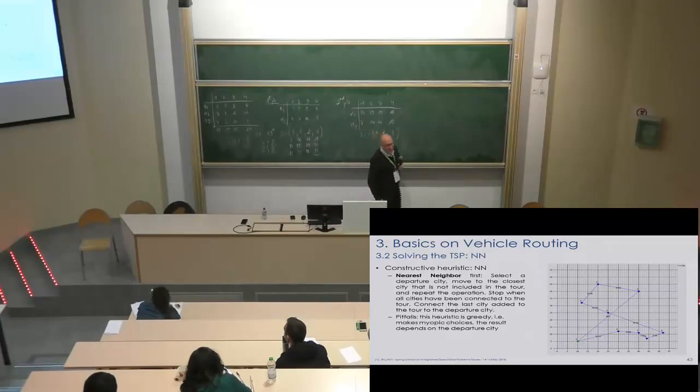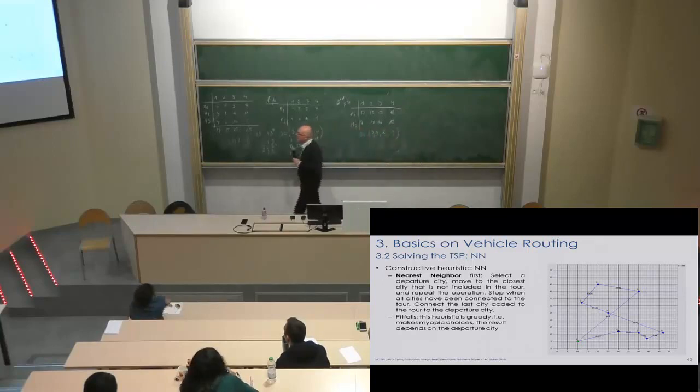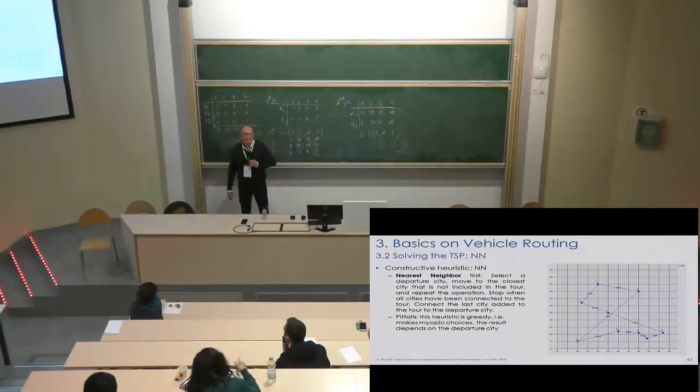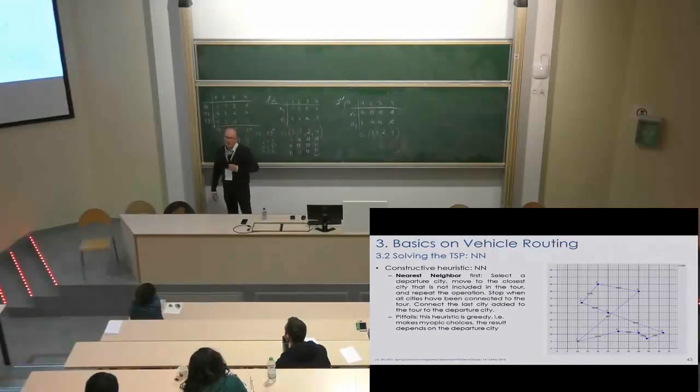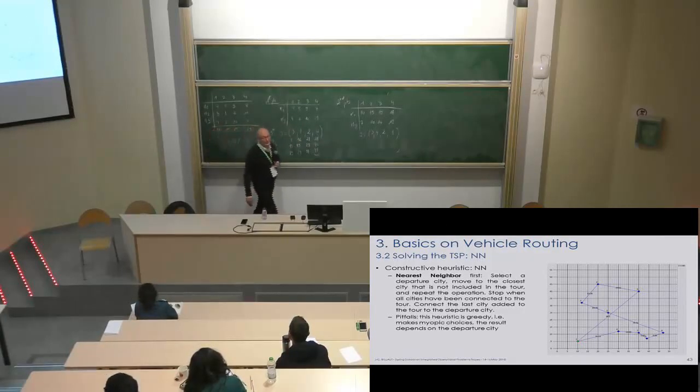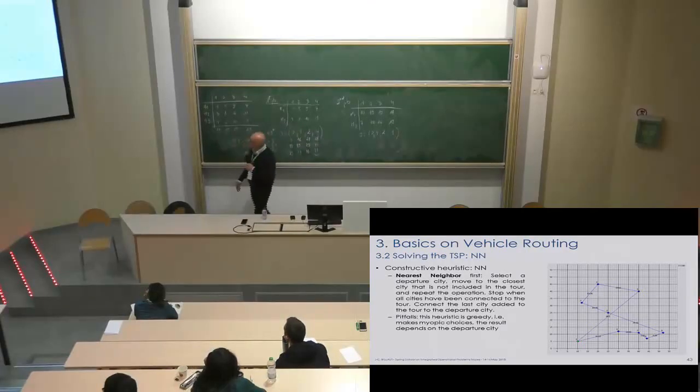And the most intuitive method in this set of intuitive methods is the nearest neighbor method. The idea is to go to the nearest neighbor first, and then to the next nearest neighbor, and up to the end. And then you come back to the origin. And okay, this is very easy to implement. This is very intuitive, but it may be very bad, in fact. This heuristic is greedy. It makes myopic choices, and the result depends on the departure city.